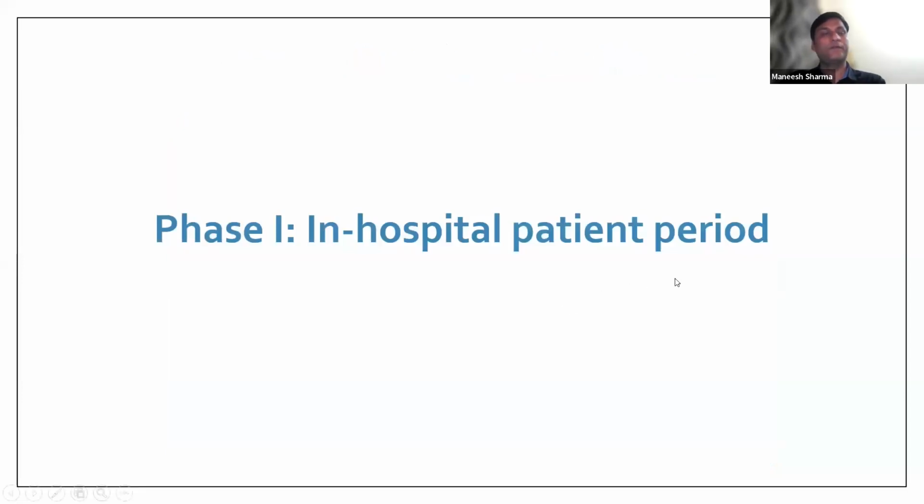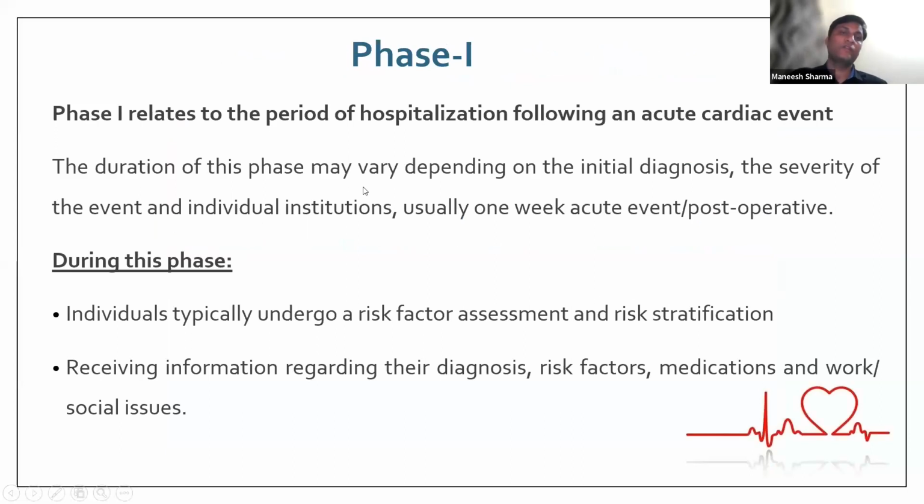We talk about phase 1, the in-hospital patient period, where the duration of this phase normally depends on the initial diagnosis and severity of the events, and it depends on the policy of the institute. Usually this phase normally remains for 1 week. And during this phase, the patient normally undergoes a risk factor assessment and risk stratification. Actually, when a patient is enrolled in the cardiac rehabilitation program, the cardiac rehabilitation team normally does their own assessment, and that comes under the risk factor assessment or risk stratification. They normally see whether the patient will be able to perform these exercises or not, and whether he will be able to follow the instructions or not. So this risk factor assessment and stratification is a very important part before the patient is enrolled into cardiac rehabilitation.